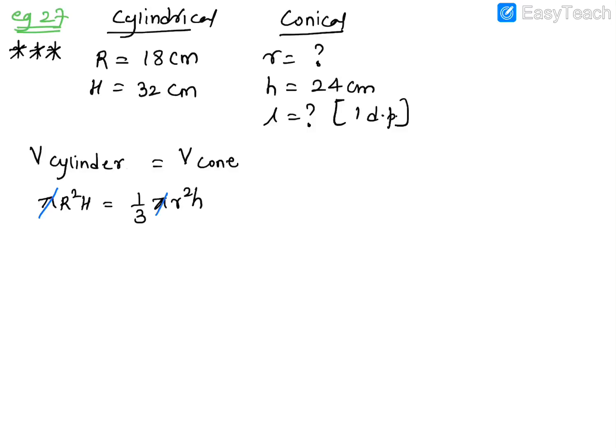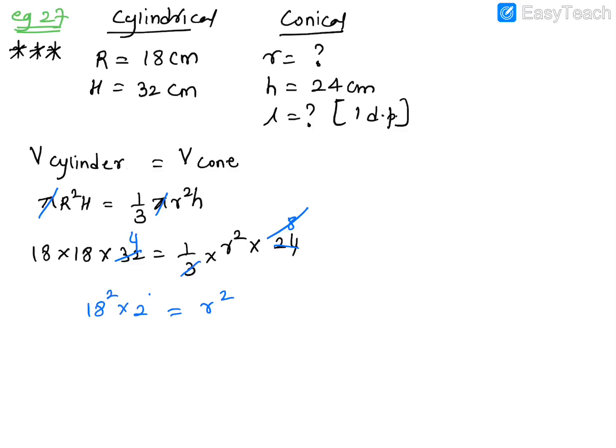Pi cancels. Then radius is 18, into 18, into height 32, is equal to 1/3 into r squared into 24. Now see what all we can cancel. I can cancel 3 ones are here and 3 eights are 24. 8 ones are and 8 fours are. Now r squared will be equal to 18 squared, because there are two 18s and 4 means 2 squared. So what will your r be equal to? 18 into 2. So r is equal to 36 centimeter.